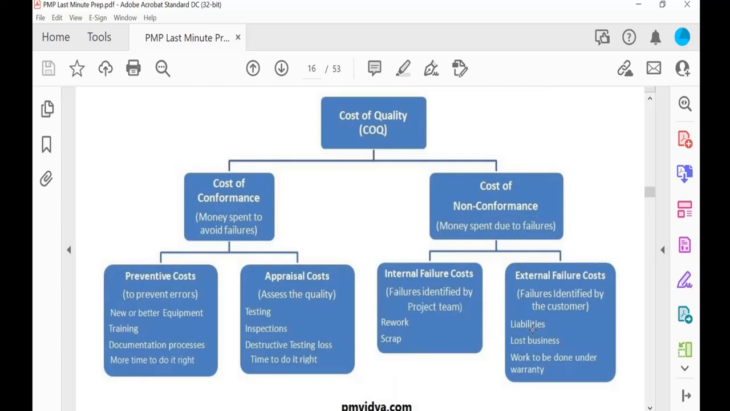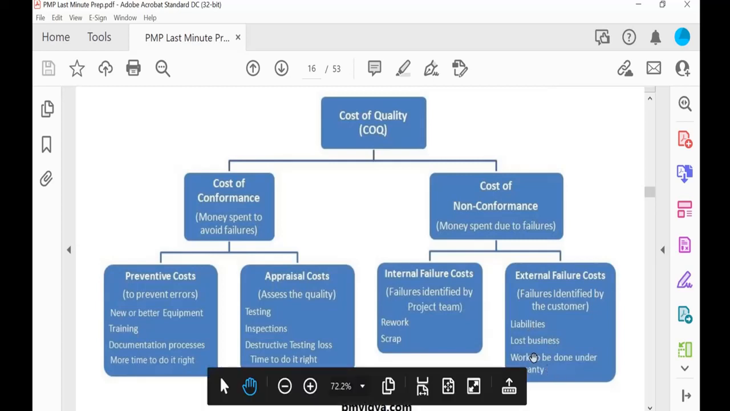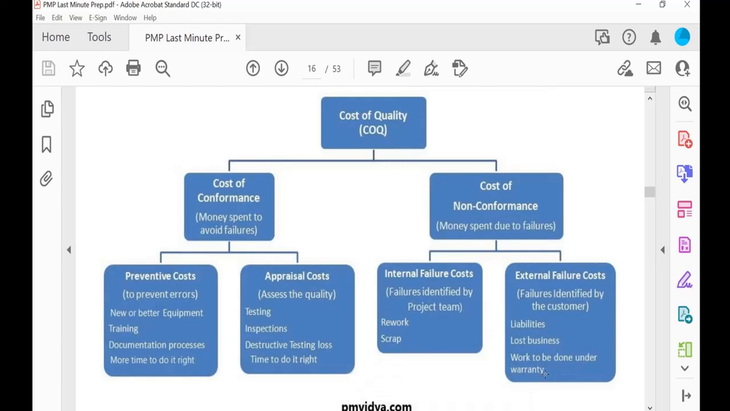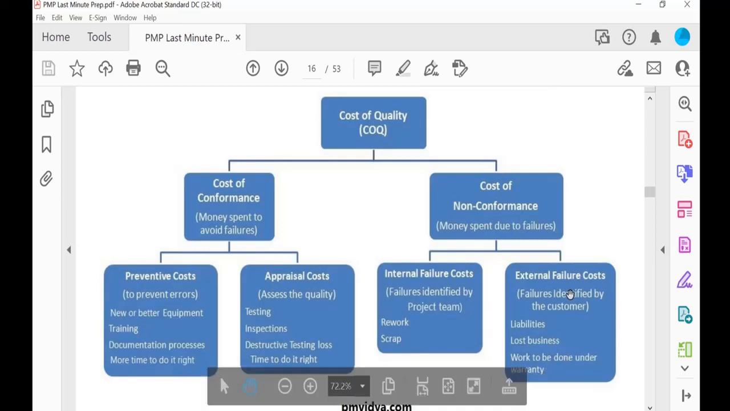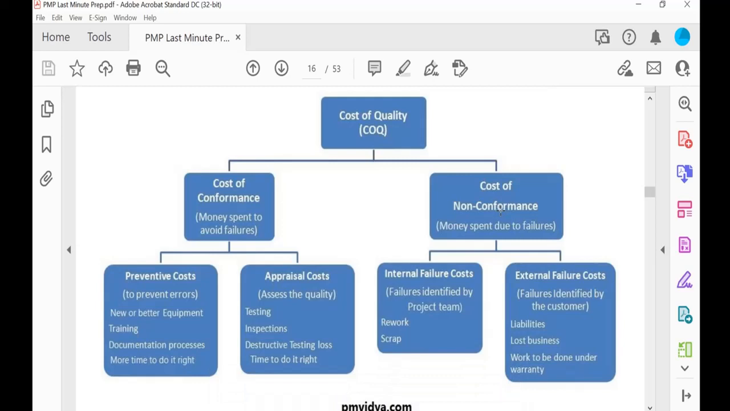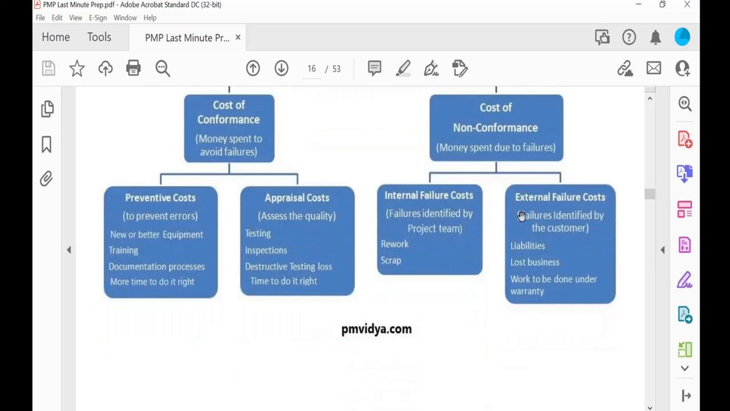And I find some questions related to warranty. So if the customer finds a problem with the deliverables and the company has to provide the warranty, what type of cost is related to this? External failure cost. This is related to cost of non-conformance, and external failure cost.